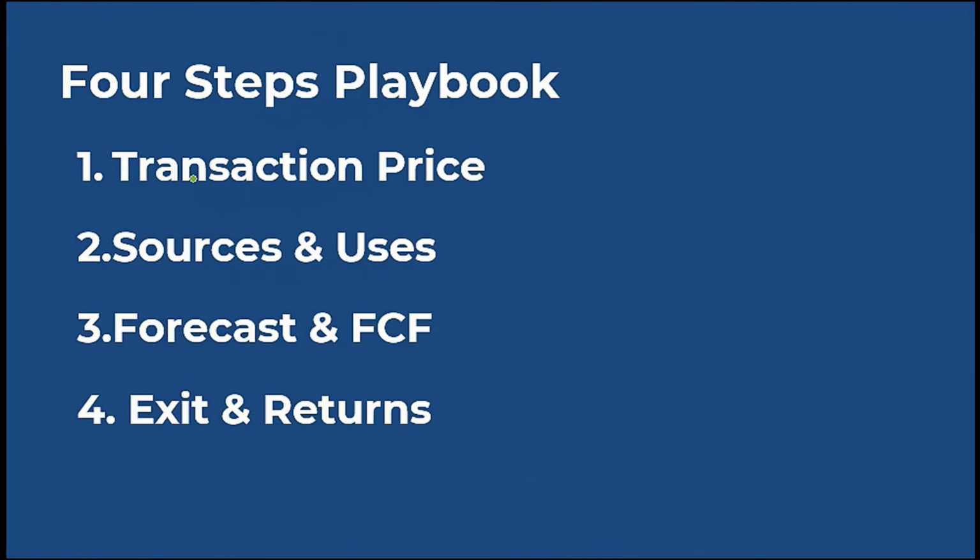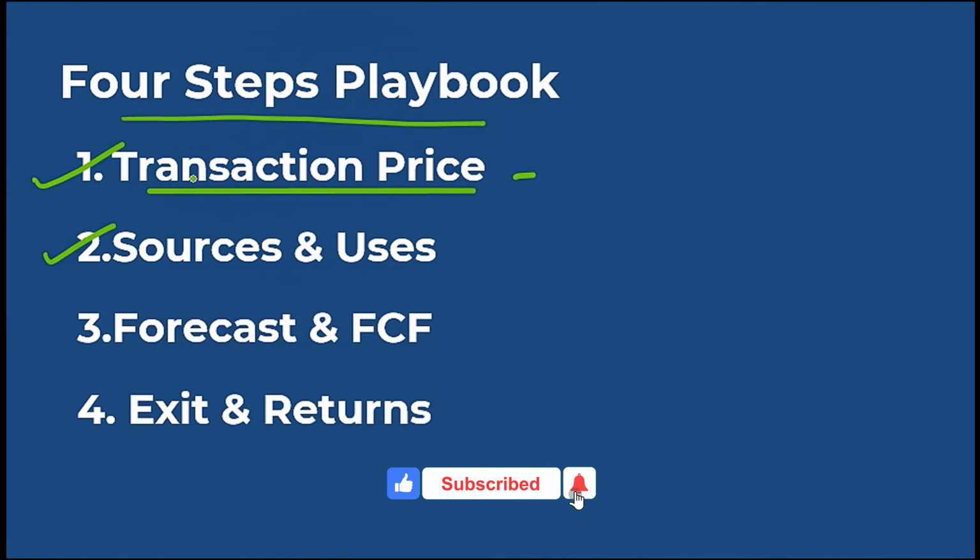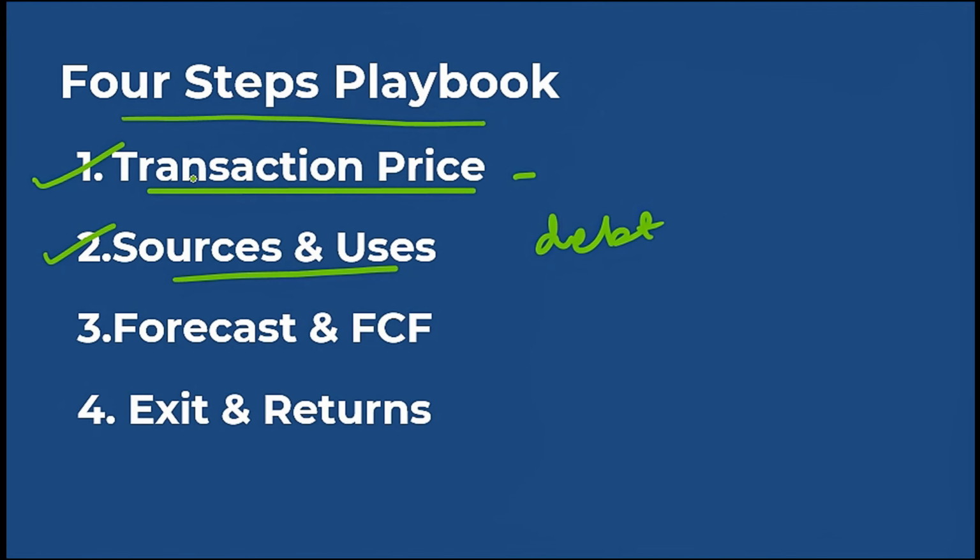Now let's look at the 4-step playbook we follow for an LBO model. Step 1 is to calculate the purchase price, or the transaction price: how much we are paying to buy the company. Step 2, sources and uses: how the purchase is financed, how much comes from debt and how much comes from equity. You have figured out the purchase price, but now how are you financing it? How much is debt and how much is equity?